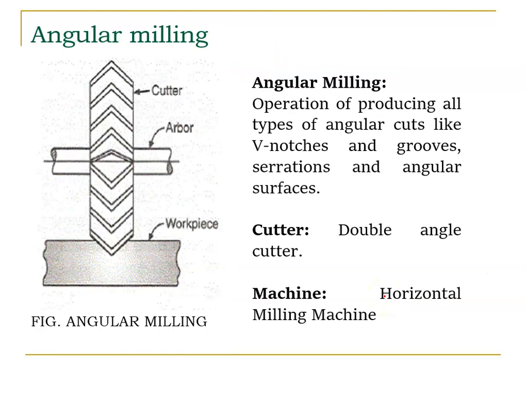Right. The next one is angular milling. Angular, in the sense, is if you want to cut angular surfaces, or if you want to finish an angular surface, you can use angular milling. Operations of producing all types of angular cuts like V notches. This is a V. So V notches and grooves, serration on an angular surface. If you want to mill an angular surface, you need to use angular milling. The cutter name is double angle cutter. This is done with the help of a horizontal milling machine.